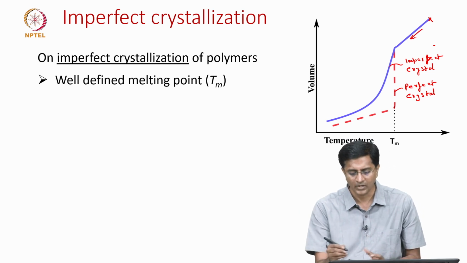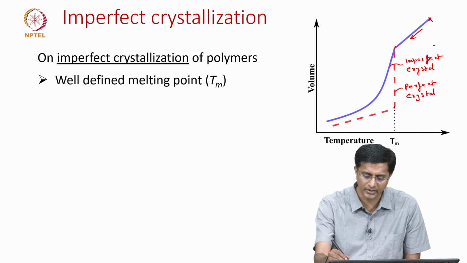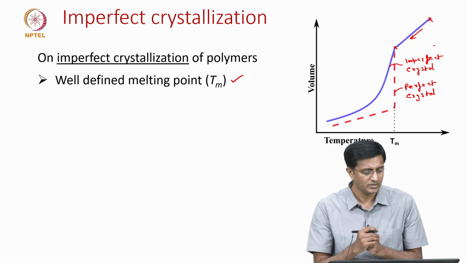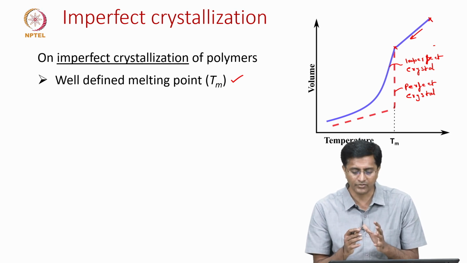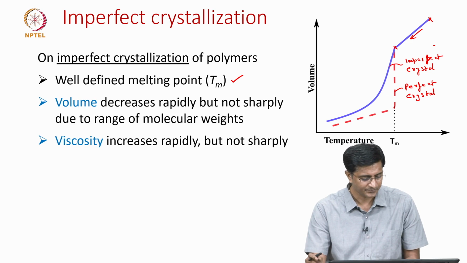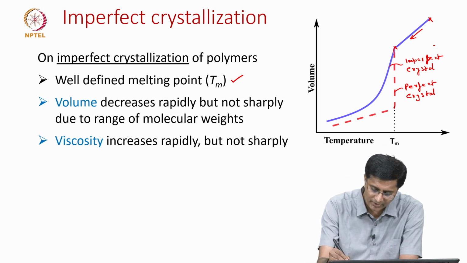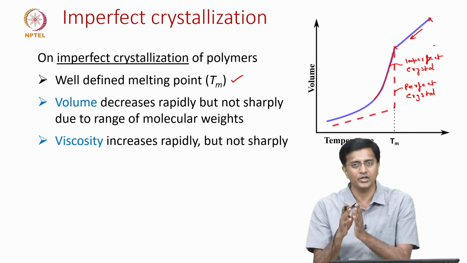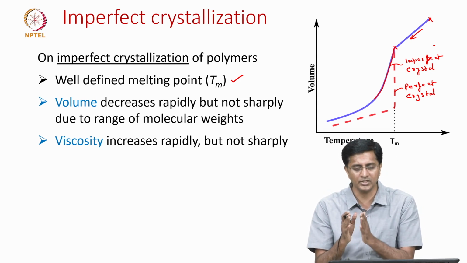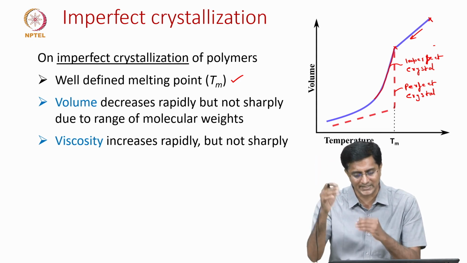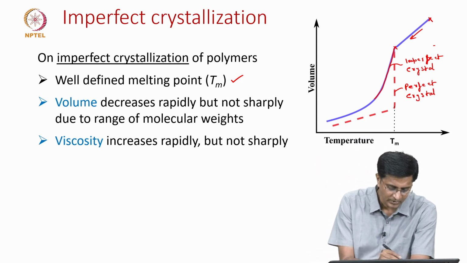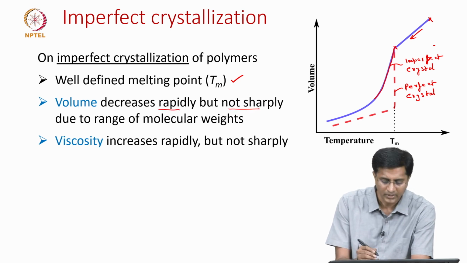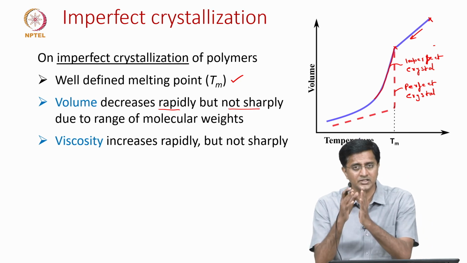But then when it reaches the melting point temperature, and these polymers have a well defined melting point temperature, how they differ from metals is that there is a gradual decrease. Though the decrease is large, it is not a vertical line the way we have seen with perfect crystallization. Here there is a gradual decrease, but it is significant. So, it decreases rapidly, but not sharply. Now, let us see why this does not crystallize sharply.